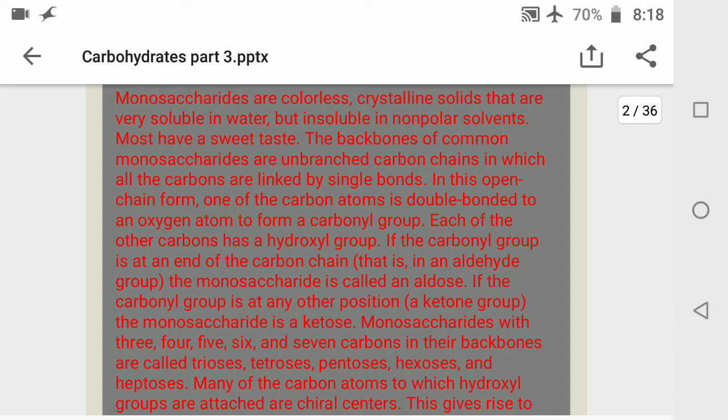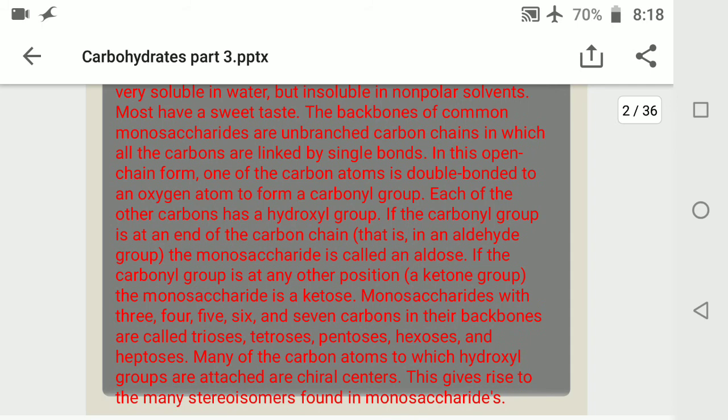Monosaccharides with 3, 4, 5, 6, and 7 carbons in their backbones are called triose, tetrose, pentose, hexose, and heptose. Many of the carbon atoms to which hydroxyl groups are attached are chiral centers. This gives rise to the many stereoisomers found in monosaccharides. Stereoisomers are mirror images of isomers. Isomer means similar structure but different in function.